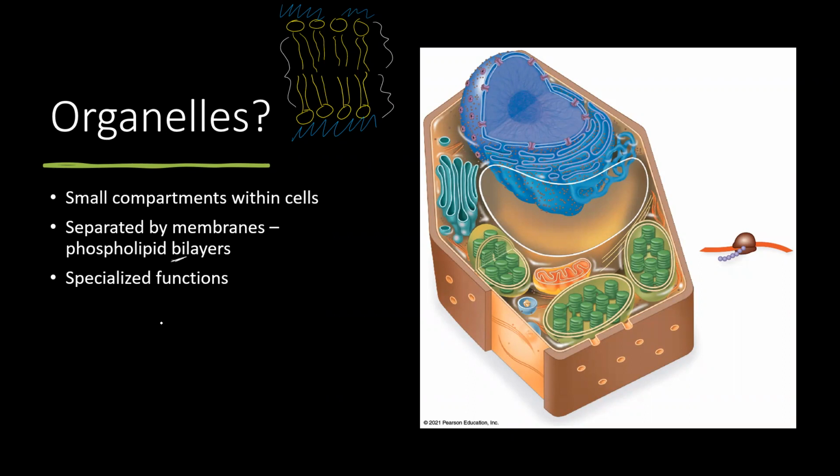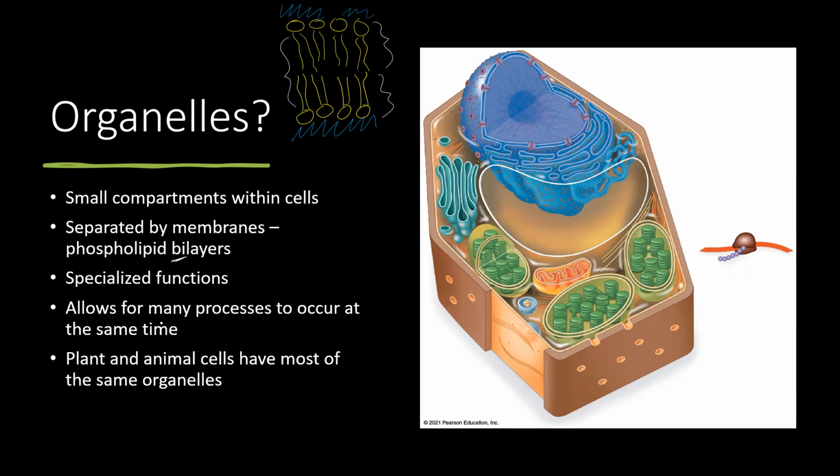Each one of these organelles is going to have specialized functions, and this is what allows for a lot of processes to occur at the same time without interfering with one another. Now, plant and animal cells tend to have most of the same organelles, but there are some key differences, and we'll start pointing those out as we explore the organelles. In the next video, we're going to start exploring what those organelles are. So I will see you guys on the next one.